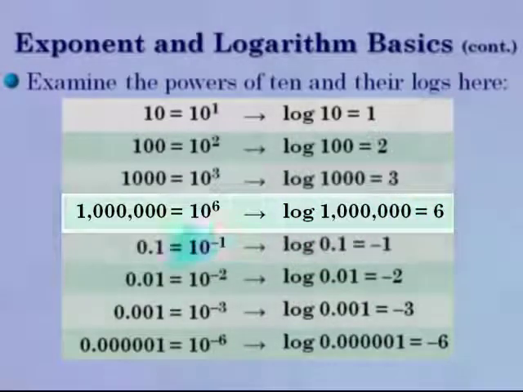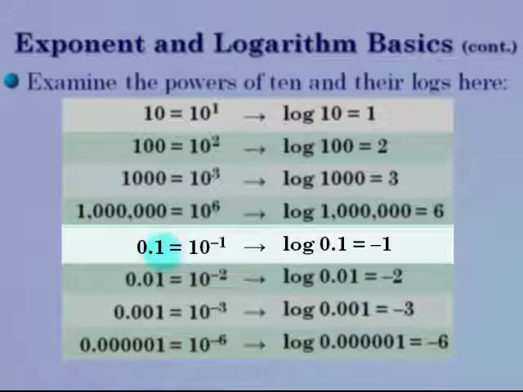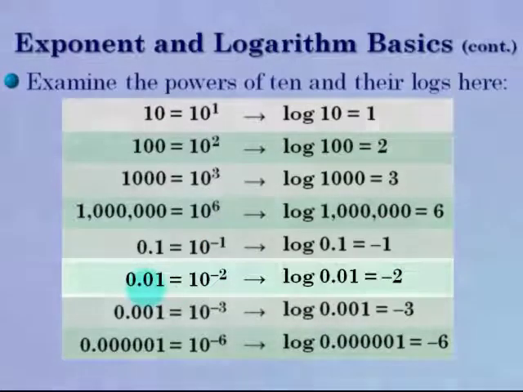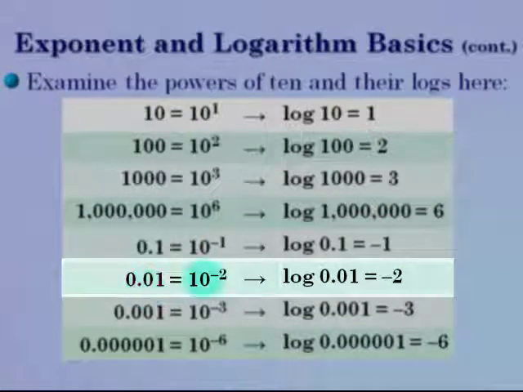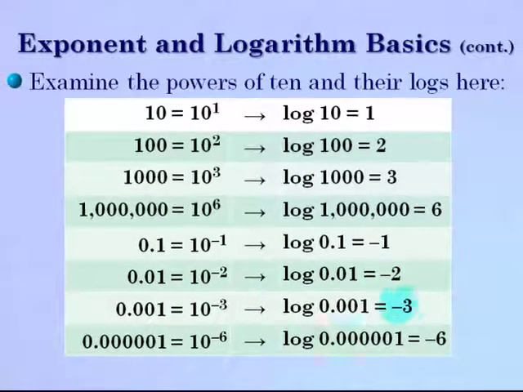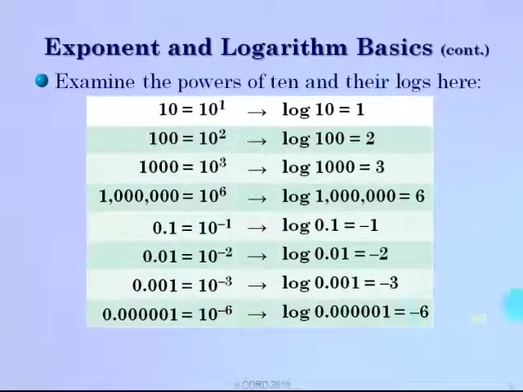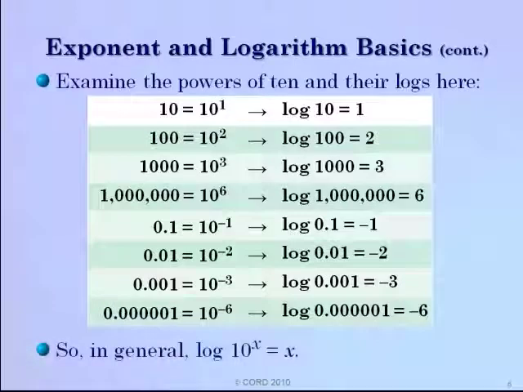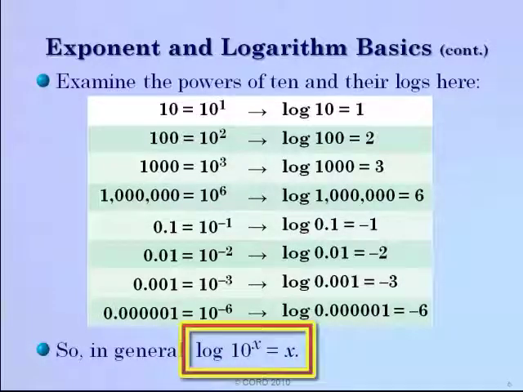Going the other direction, if we have a smaller number like 0.1 or 1/10, that's the same as 1 over 10 or 10 to the minus 1. And the log of 0.1 is negative 1. Sure enough, it still works. The exponent matches. For 0.01 or 1/100, that's 10 to the minus 2, and the log of 1/100 is minus 2. So you can see all the way down the list how that works. So in general, we know that log of 10 raised to the x power is equal to x.